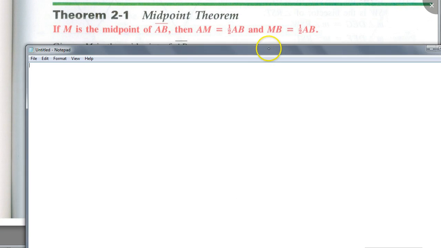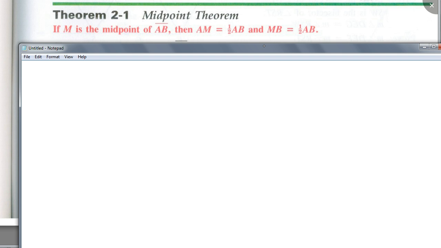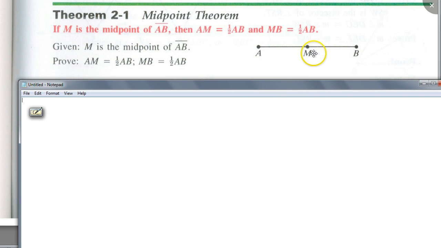What I want you to get out of this is that this theorem, even though it sounds similar to the definition, is a little bit different, okay? It is saying that AM is half of the whole thing, or MB is half of the whole segment, if M is a midpoint. Does that make sense? Okay, do you see the difference?